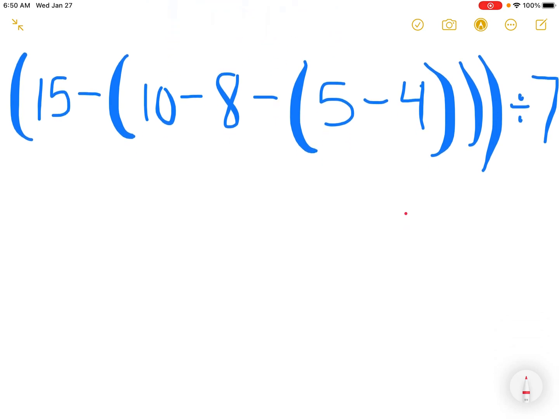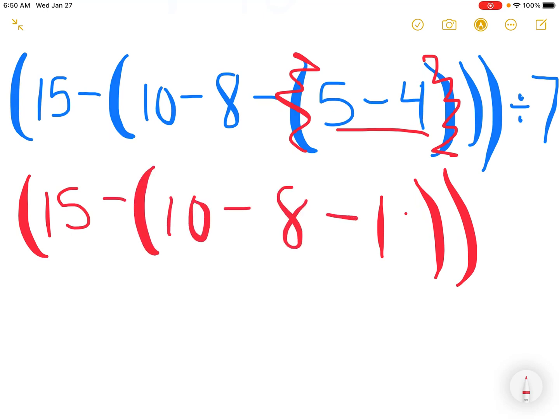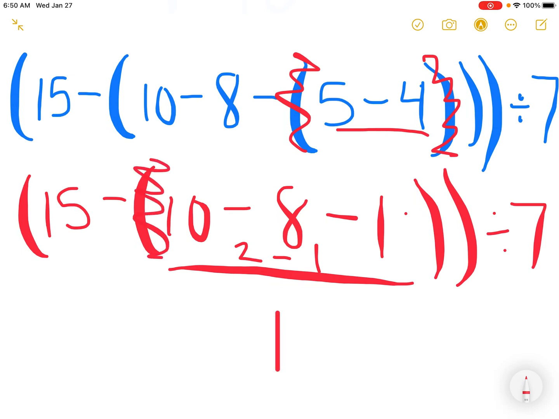So we wanted to start with the most internal set of parentheses, which is 5 minus 4. That gives us 1. That is down to one number, so I get to lose just that set, but I still have 2 other sets that need to be dropped down. From there, I now have this set of parentheses. I need to work my way from left to right because both operations are subtraction. 10 minus 8 is 2, and 2 minus 1 is 1. So now that's down to one number, but I have to do both of those steps to get it down to one number before I can lose those parentheses.